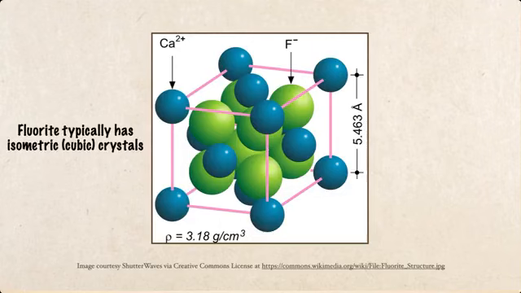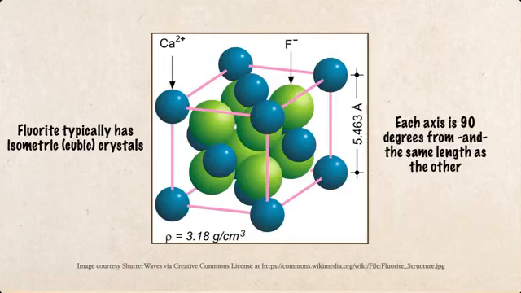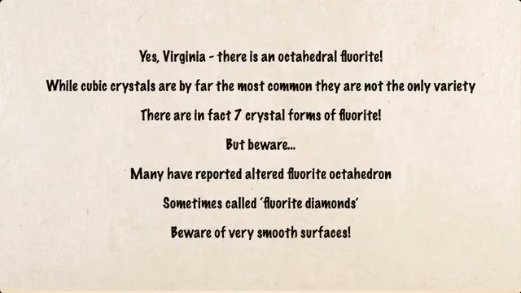So fluorite typically has that structure, isometric or cubic crystals, which means that each axis is 90 degrees from the other and they're also the same length. So yes, Virginia, there are octahedral fluorite. Now, while cubic crystals are again by far the most common structure for fluorite, they are not the only variety.